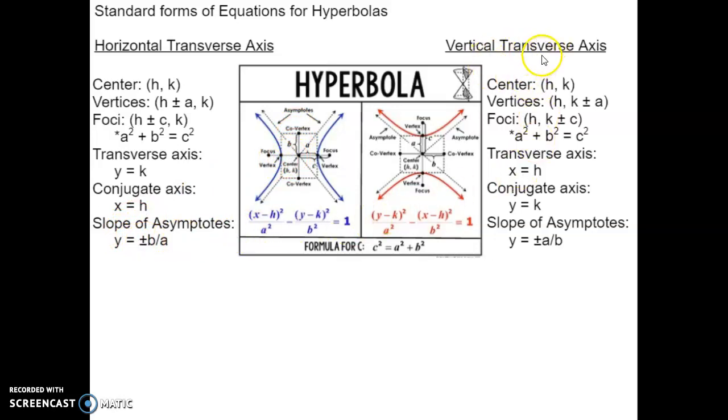Now the transverse axis, if it is vertical, so your transverse axis going from vertex to vertex, so if your hyperbola goes up and down, there are a lot of similarities. You can look that over on your own. The main difference is your slopes, your asymptotes. Now the slope has a rise of a and a run of b. So flip-flop what was going on over here. You can pause, go back and look at it.